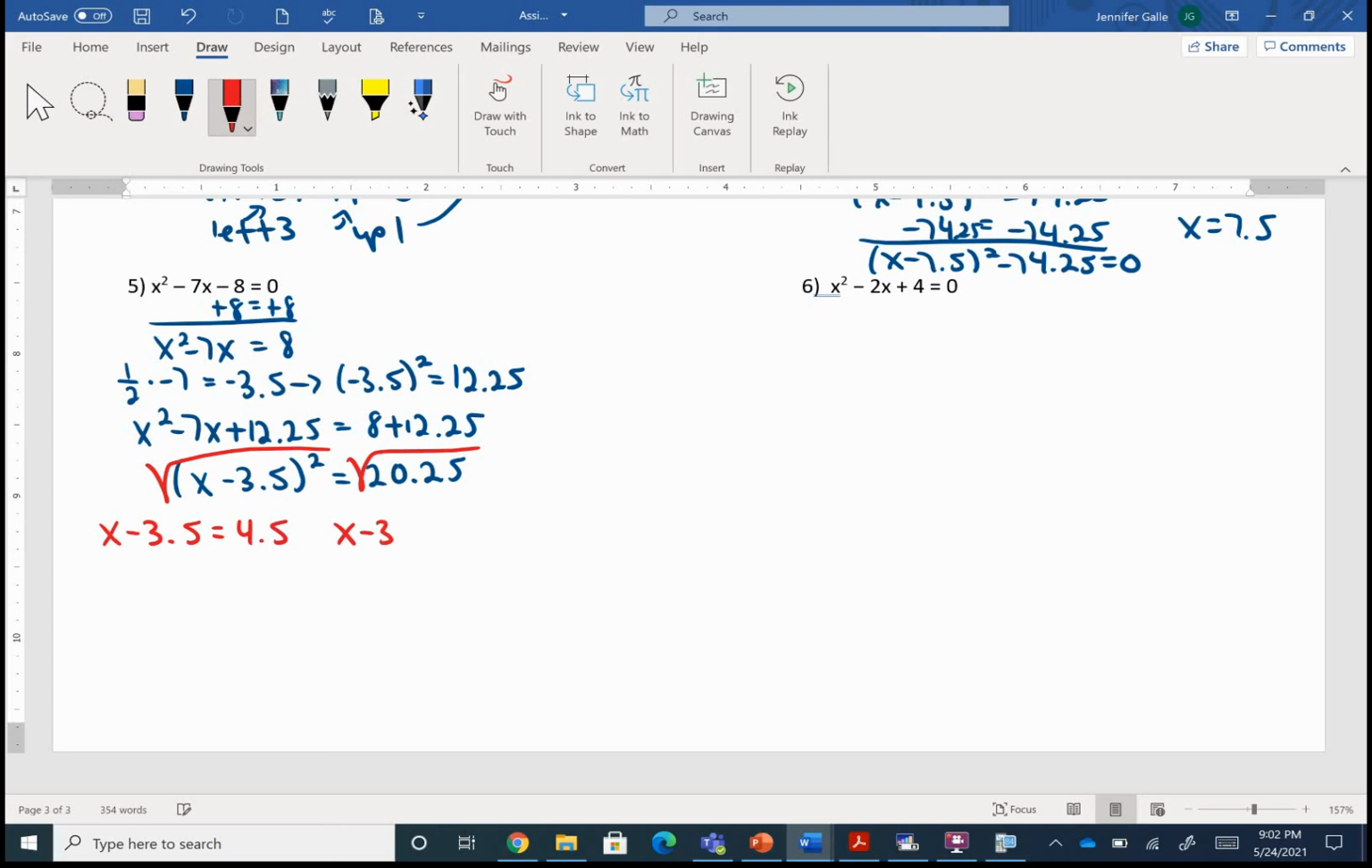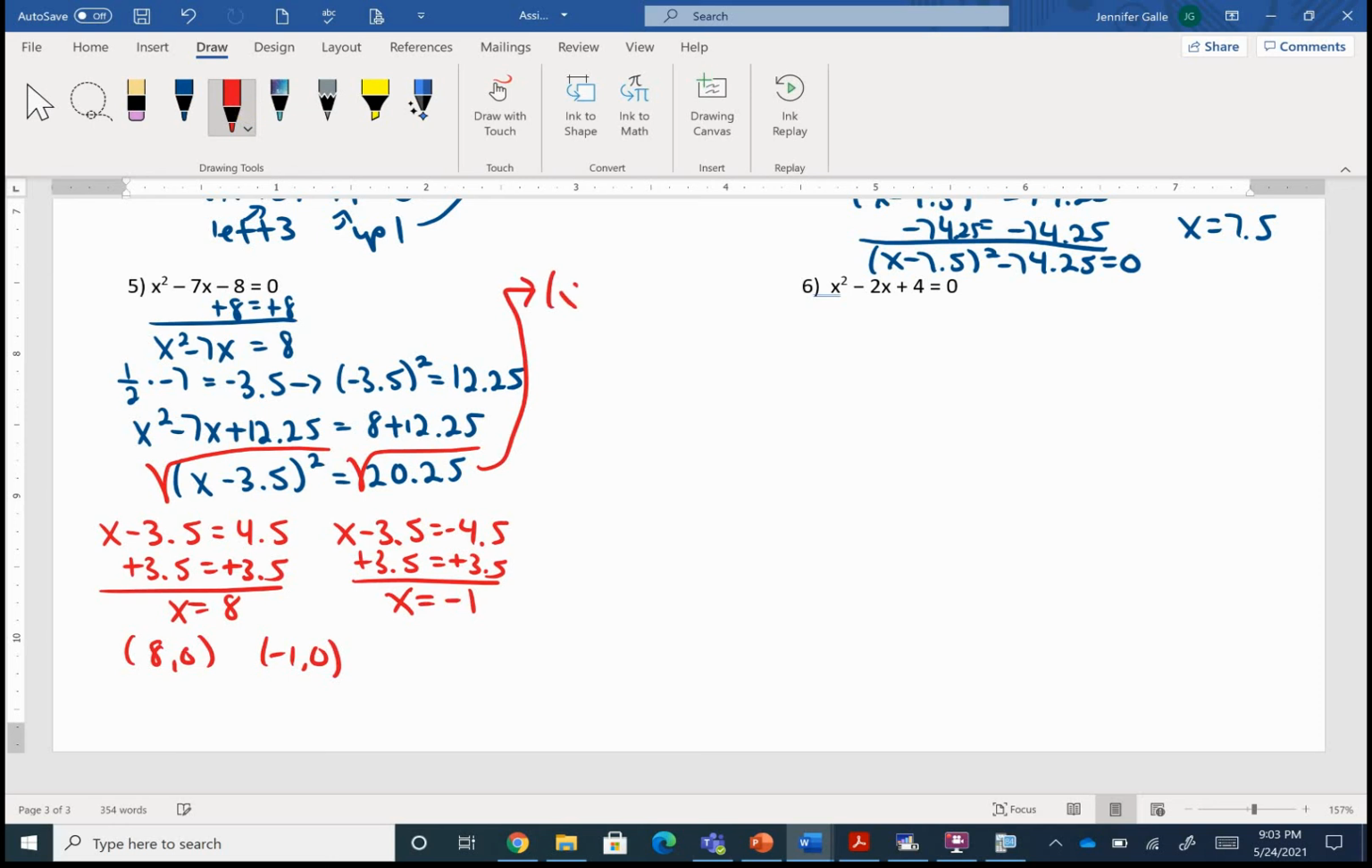X minus 3.5 will equal negative 4.5. Add our 3.5 to both sides, we get x equals 8. Again, add 3.5 to both sides, we get x equals negative 1. So these would be our x-intercepts if we were to graph. To get vertex and axis of symmetry, we go back to before we took the square root to find those x-intercepts. Move the constant back over to the left side.